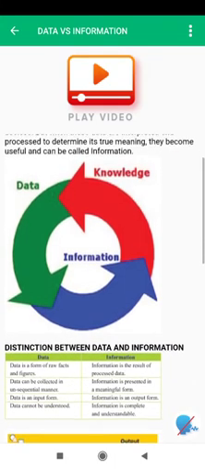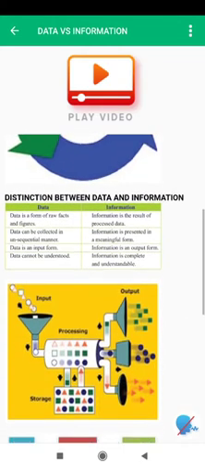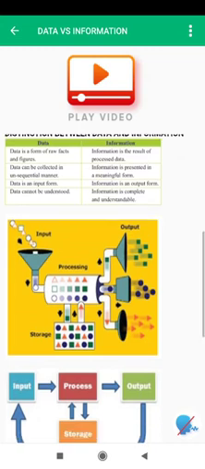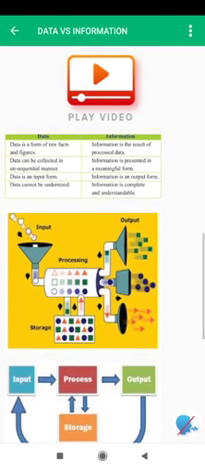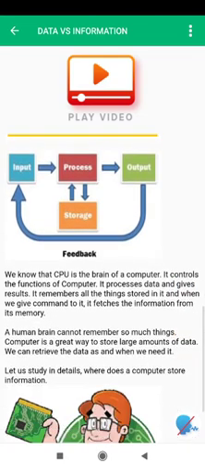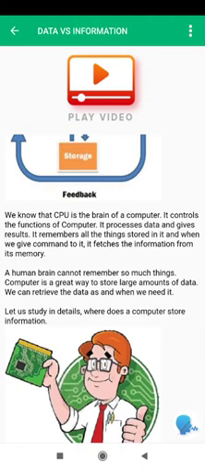The CPU is the brain of a computer. It controls the functions of the computer. It processes data and gives us results. It remembers all the things stored in it, and when we give a command to it, it fetches the information from its memory. A human brain cannot remember so many things. Computers are a great way to store large amounts of data. We can retrieve the data when we need it. Let us study in detail where a computer stores information.